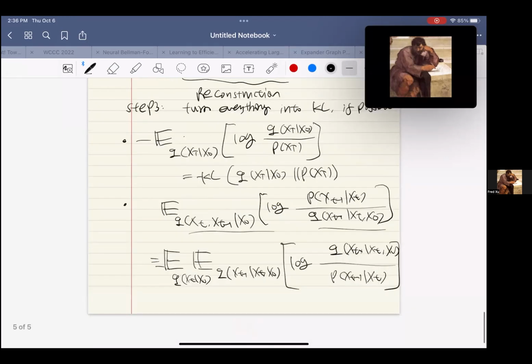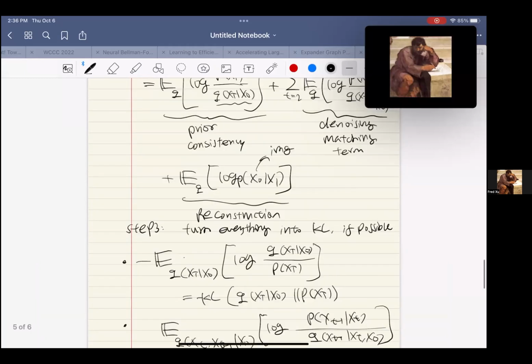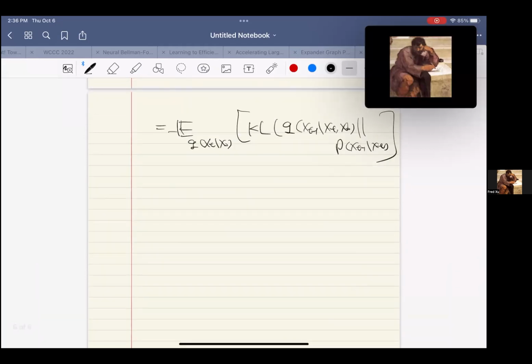And then we can just do the KL divergence. So this is just an expectation over xt given x0. Inside we have the KL divergence of q of xt minus 1 given xt and x0, and p of xt minus 1 given xt. So again, this term is the expectation of a bunch of KLs. So that's what this term means. Any question regarding the derivation?